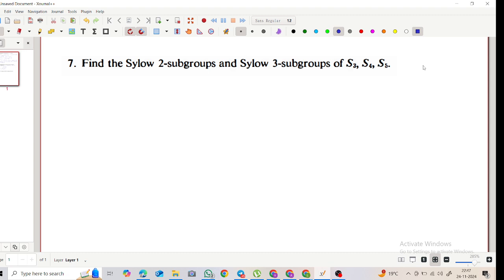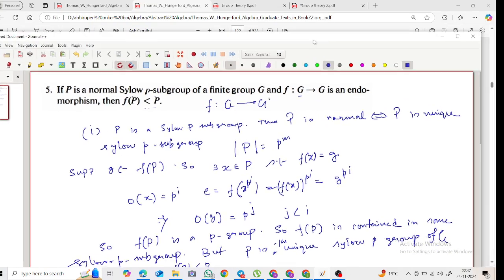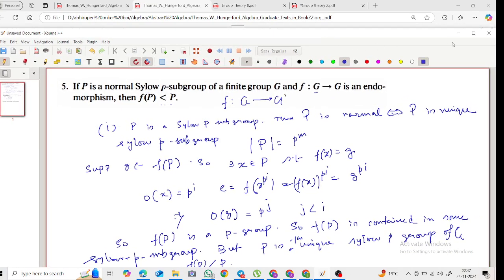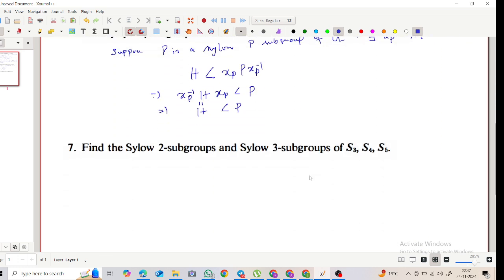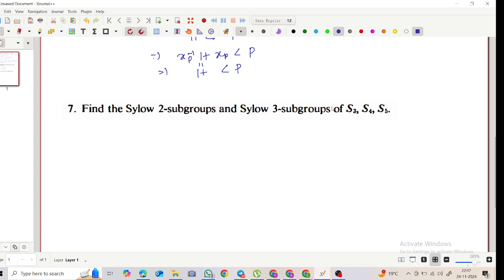Find Sylow 2 subgroups and Sylow 3 subgroups of S4. Sylow 2 and Sylow 3 subgroups of this. Okay. So what is the cardinality of S3? 6. Cardinality of S4? 24. Right?